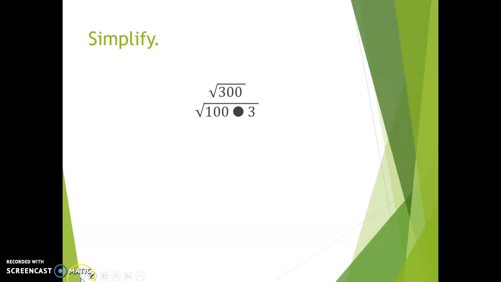300 is 100 times 3. I can write that as the square root of 100 times the square root of 3. I know the square root of 100 is 10, and the square root of 3 is not a perfect square. I can remove that multiplication sign here and just have 10 times the square root of 3. In this case, this radical sign kind of acts like a grouping symbol, like parentheses, where we know when they're right next to each other it means to multiply.